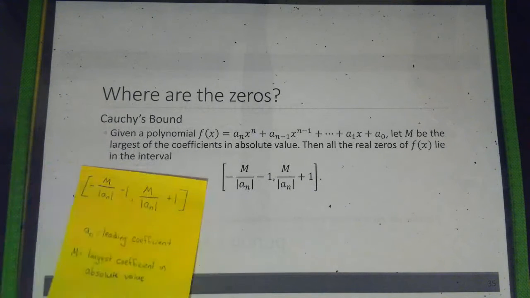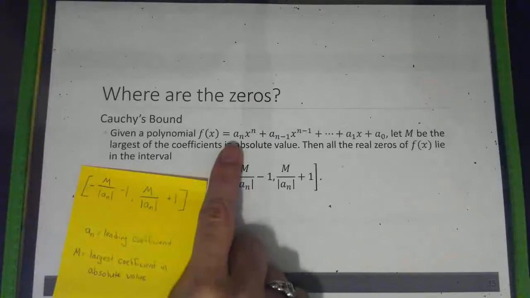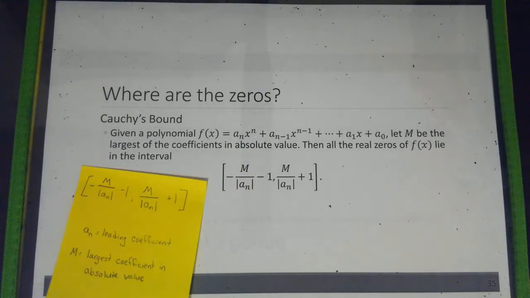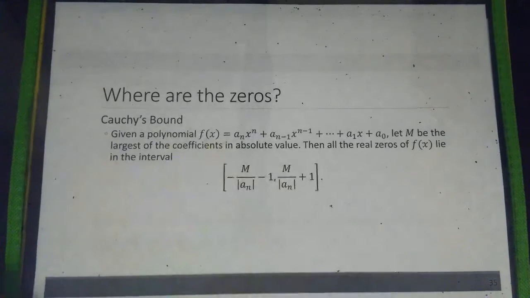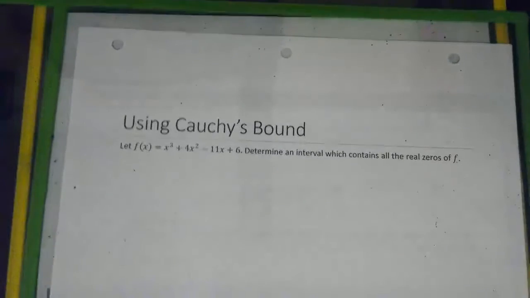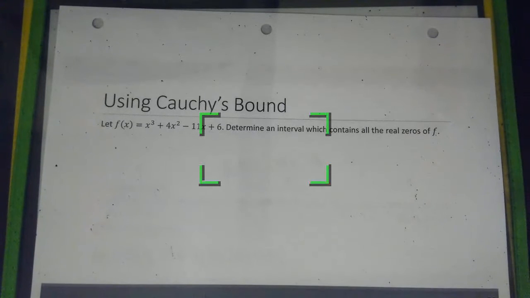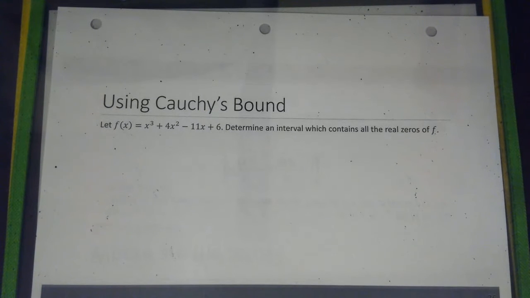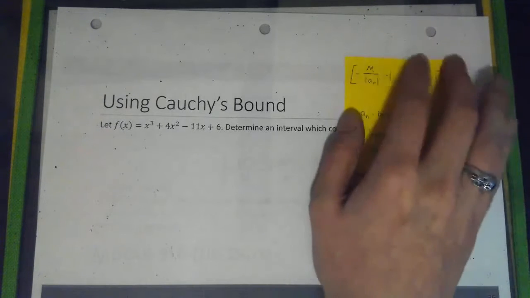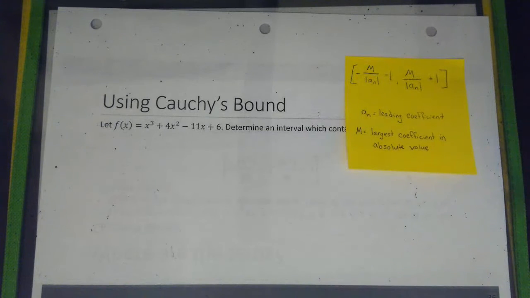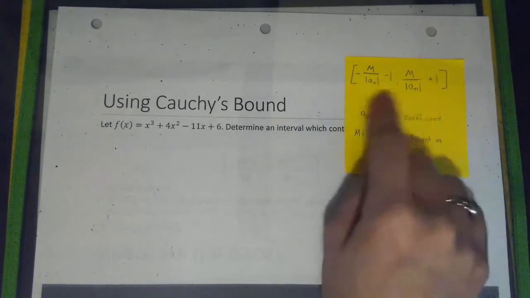I wrote this down on a sticky note so we can use it in the future. Notice that a sub n is our leading coefficient, and like it said, m is the largest coefficient in absolute value. So let's see what we can do with this. It says let f of x equal x cubed plus 4x squared minus 11x plus 6. Determine an interval which contains all the real zeros of f. So we know that all of the real zeros will lie in this interval.